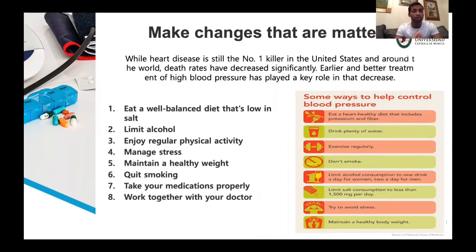Limit alcohol, drink a lot of water, enjoy regular physical activity, manage our stress levels, maintain a healthy weight, quit smoking, take our medications properly and on time, work together with our doctors, and not disobey them. So these are the main factors that would help us to have a balanced and healthy lifestyle.